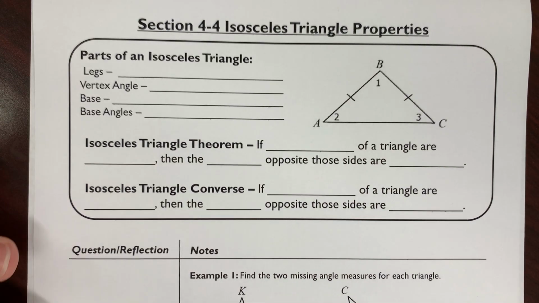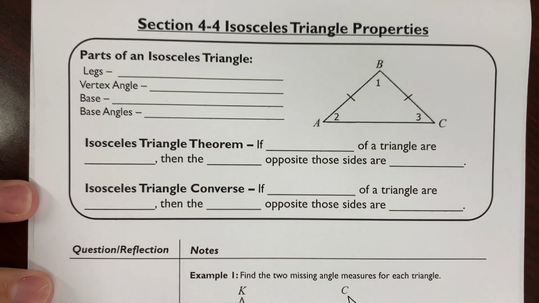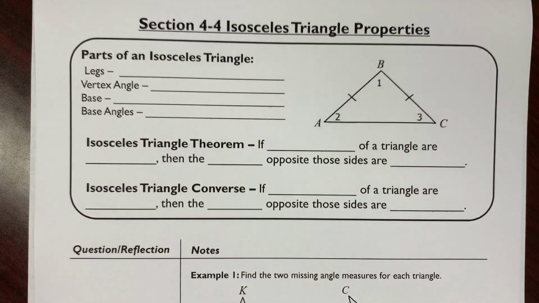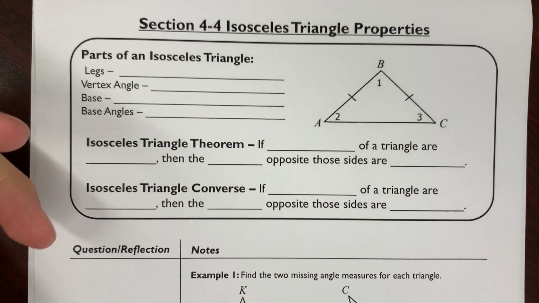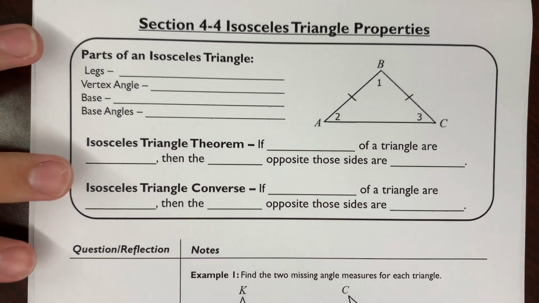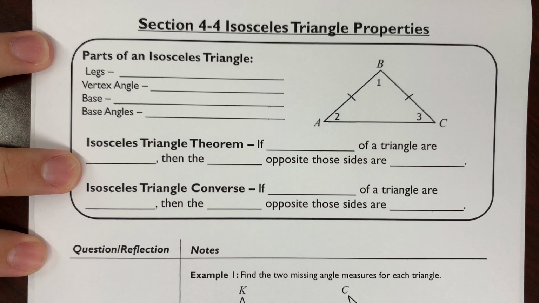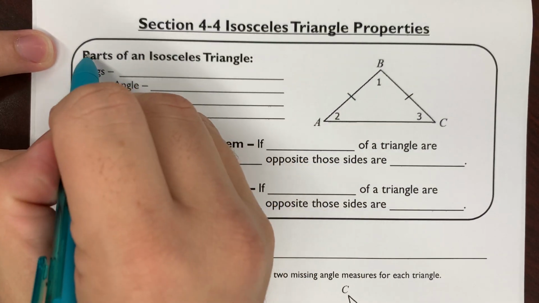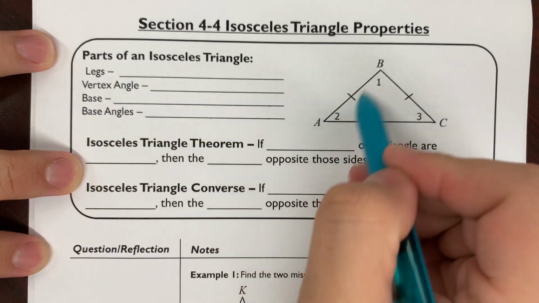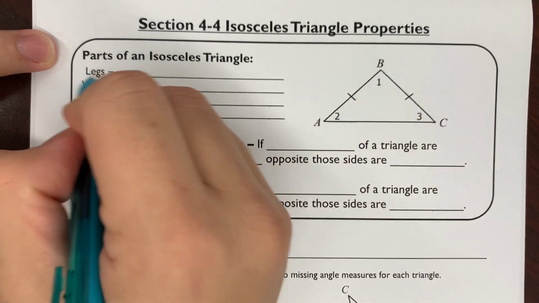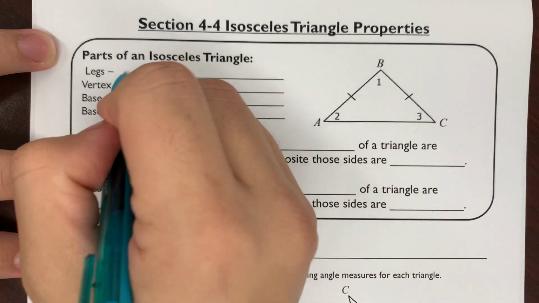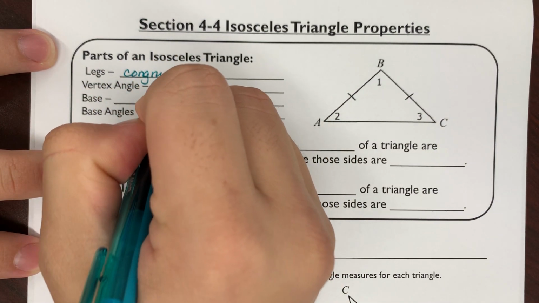All right, so the next section that I want us to go over is basically the properties of isosceles triangles, section 4.4. And we kind of already talked about this in section 4.1, where we can classify whether something is isosceles. So let's get into a little bit more detail about it. If we talk about the parts of an isosceles triangle, the one thing you have to remember is that when they refer to the legs, they refer to the two sides that are the same value, or in other words, the congruent sides.